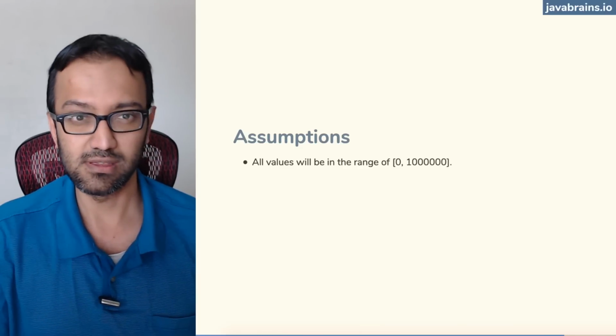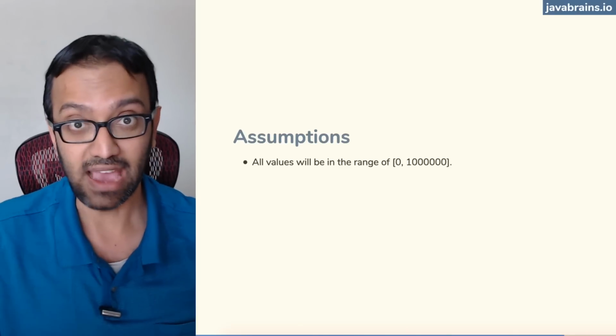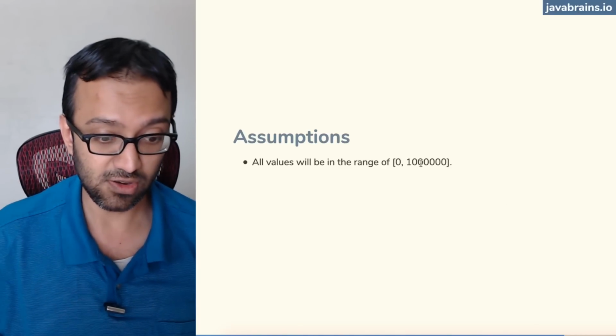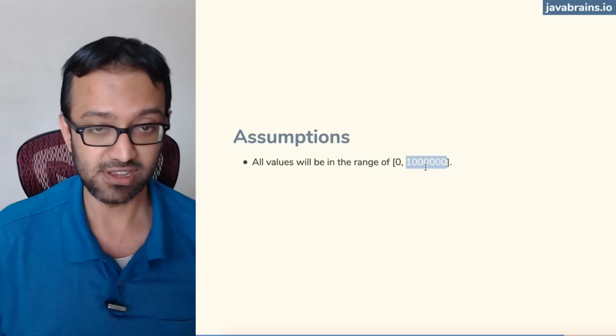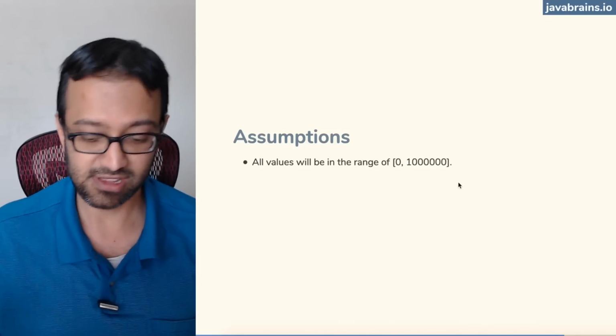So the interviewer says, these are the range of values that I can add to my hash set. Okay, so the range is from 0 to this number. You don't get more than that or less than that. No negative numbers, nothing of that sort.